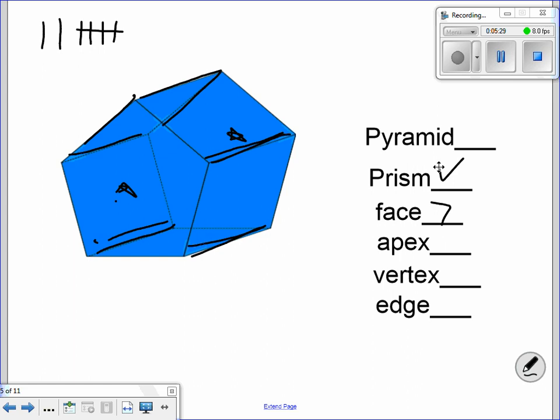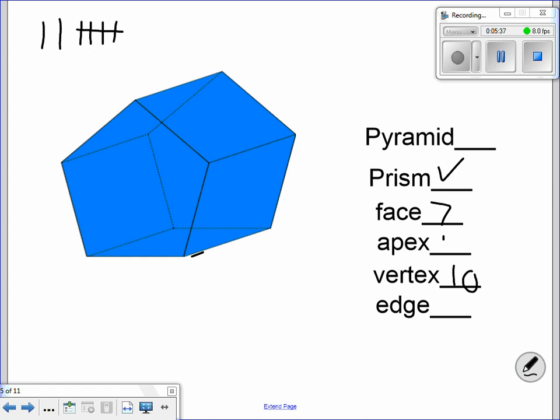No. How many vertices does this have? This should be pretty easy because I have 5 here, I have 5 back there. That would be 10. 1, 2, 3, 4, 5, 1, 2, 3, 4, 5. 5 plus 5 is 10.